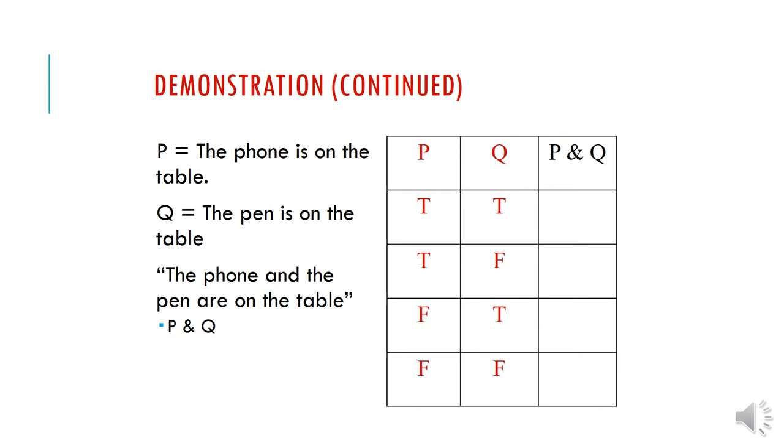In the next row, if in this state of affairs, this possible world that we're living in, the phone is on the table, but the pen's not on the table, then my claim that the phone and the pen are on the table is false. If it's false that the phone is on the table, but the pen is on the table in row 3, my claim that the phone and the pen are on the table is false again. And if both are false, my claim is false too. You can see for a conjunctive statement, the only time a conjunction statement is true is when both parts are true together.